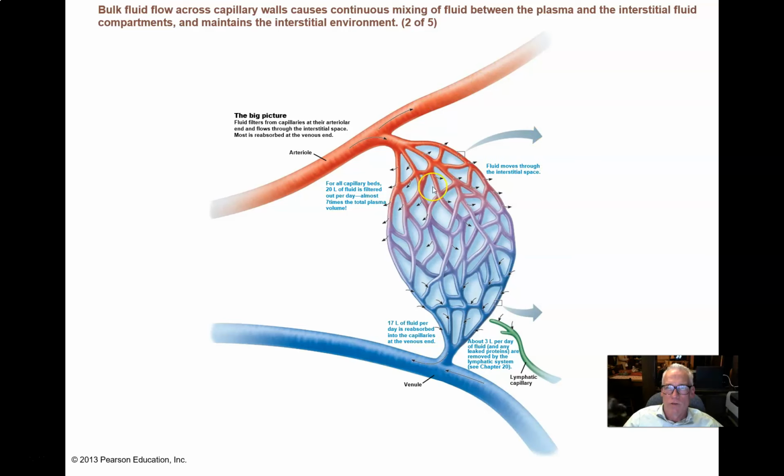Okay, let me introduce you to a really cool concept about this capillary filtration and capillary function. Here's the artery, or arteriole. There's a pretty high pressure in there. And as the blood enters this capillary bed, there's a fairly high pressure, somewhere in the order of 35 millimeters of mercury pressure of blood. And that extra high pressure forces water out of the capillary walls. Those little black arrows represent water oozing out of all those capillaries.